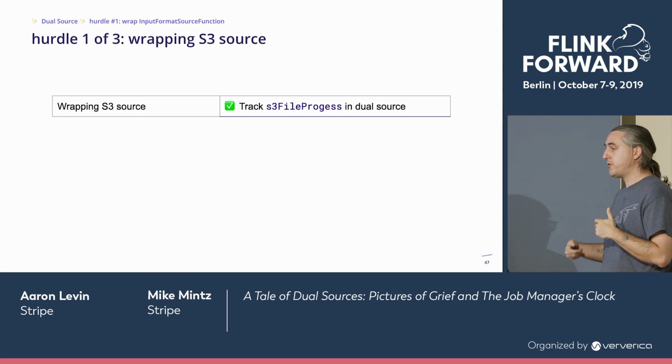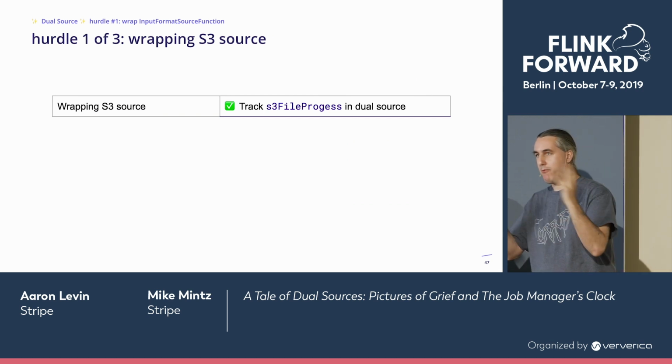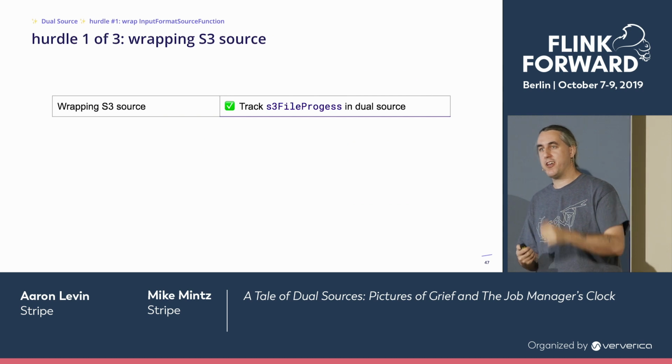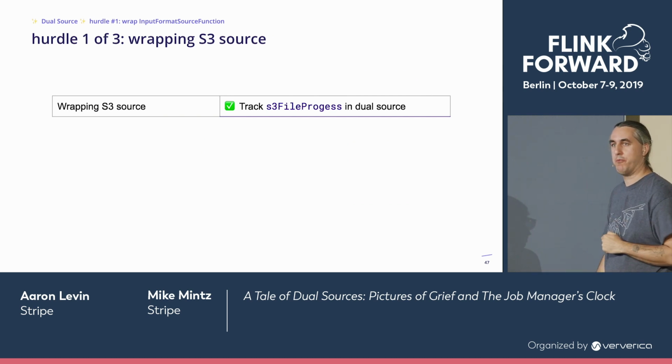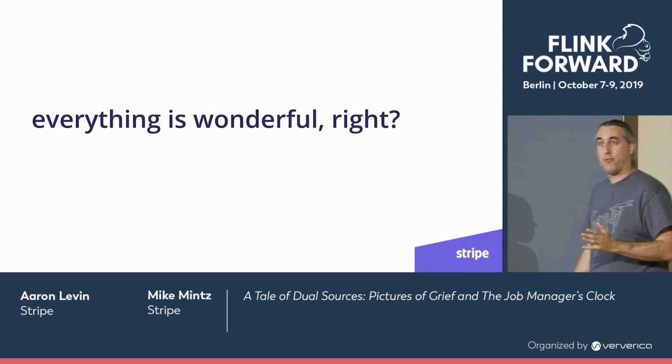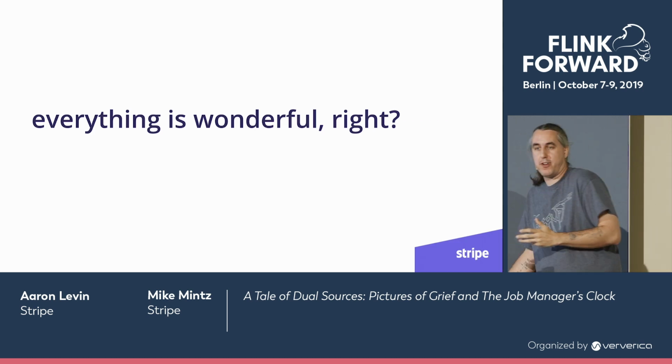So we were able to wrap our S3 source by not wrapping it at all and managing all the files ourselves and tracking the progress in state, which got over our first hurdle that we encountered when trying to build our own dual source. So everything was wonderful, right? We got 23 minutes left. We can all go home?